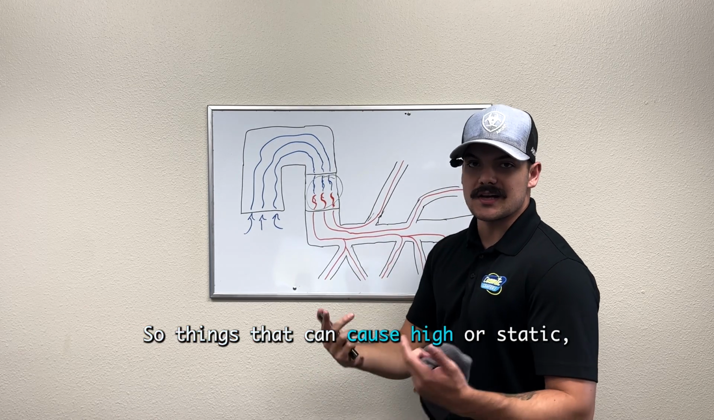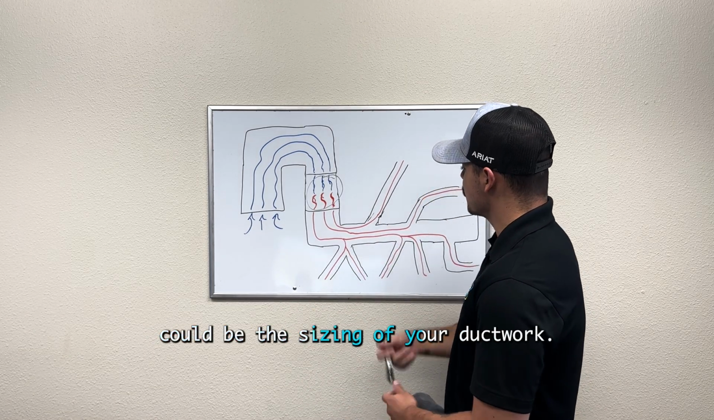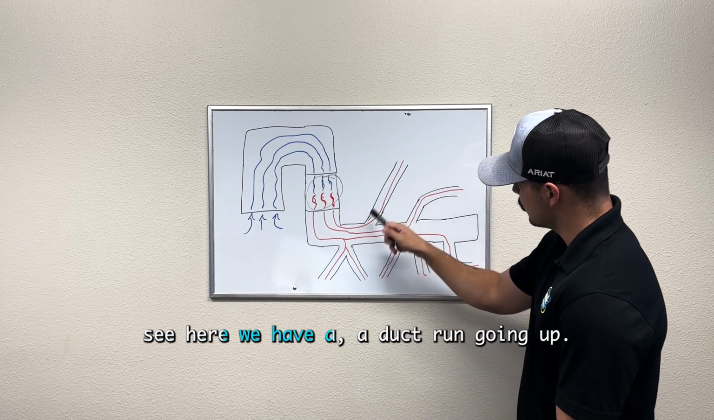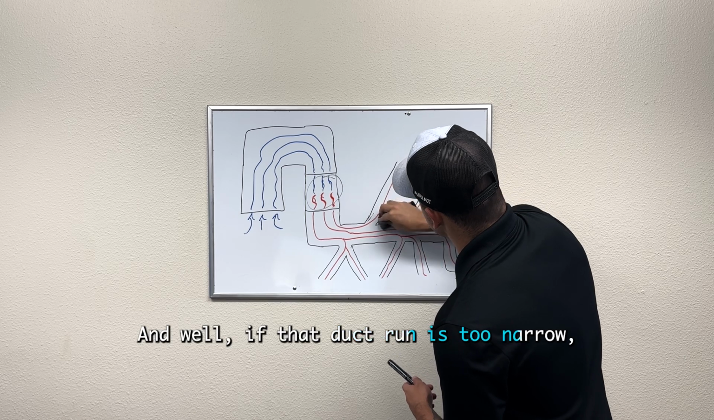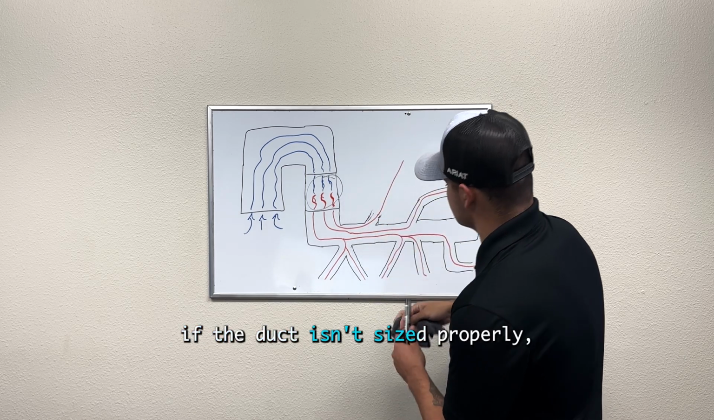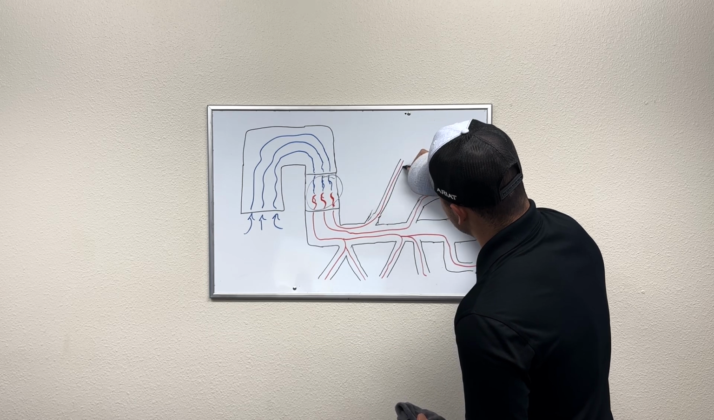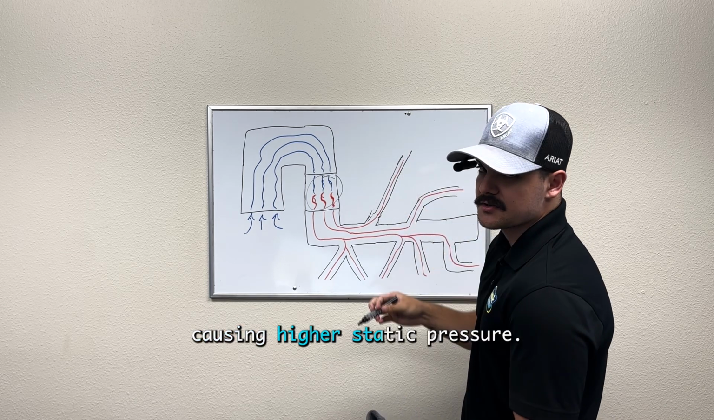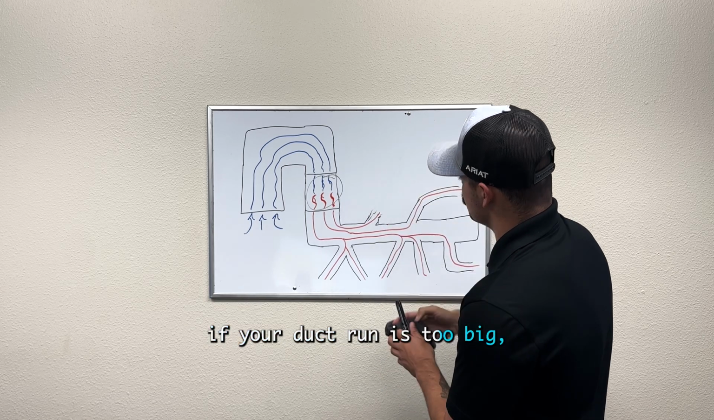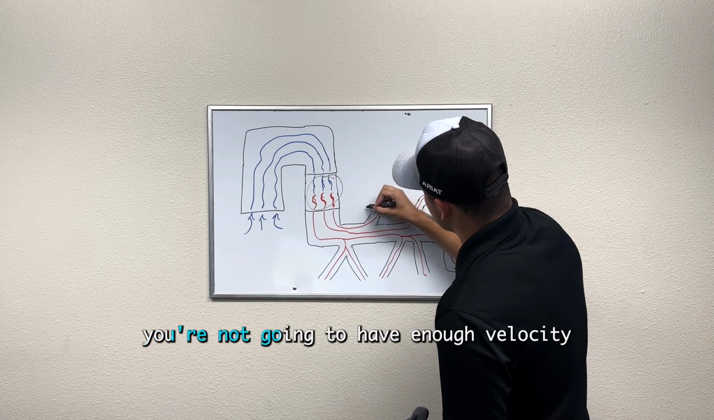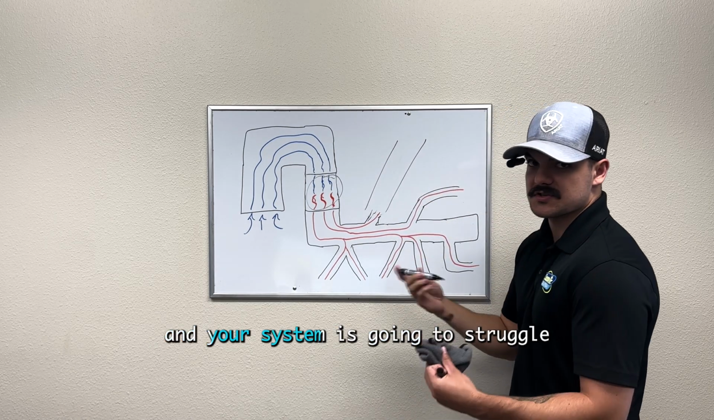So things that can cause high static pressure or low static pressure could be the sizing of your ductwork. For example, see here we have a duct run going up, and well, if that duct run is too narrow, if the duct isn't sized properly, well, that is going to be very restrictive on the airflow, causing higher static pressure. And on the opposite end of that, if your duct run is too big, if it's oversized, well, you're not going to have enough velocity for the air to properly go through, and your system is going to struggle with that.